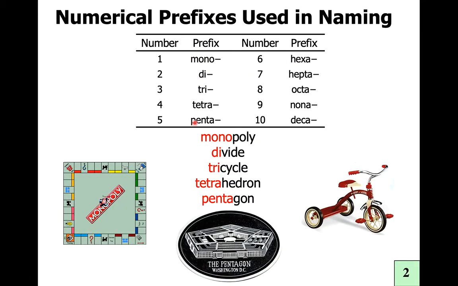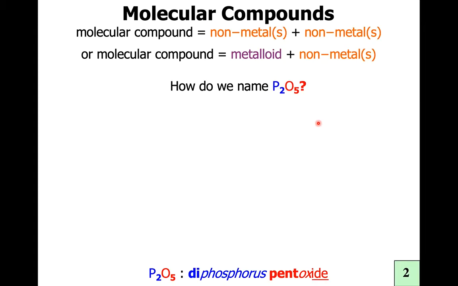Again, normally I would ask people to memorize these prefixes. You need to make sure that you know how to use them. You could go ahead and print out something to have them at hand. However you want to do it, make sure that you're ready to use these to name compounds. And we use these in naming molecular compounds. So again, if we have a nonmetal with some other nonmetals, or we have a metalloid with some nonmetals, it's a molecular compound, and we name it using these prefixes.